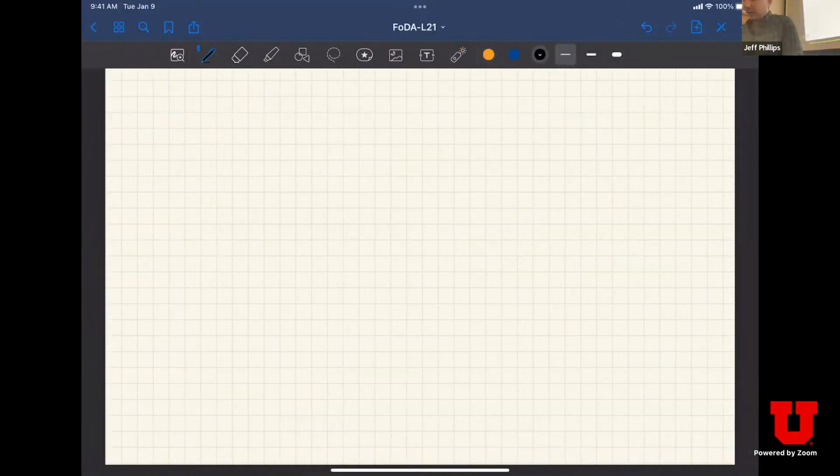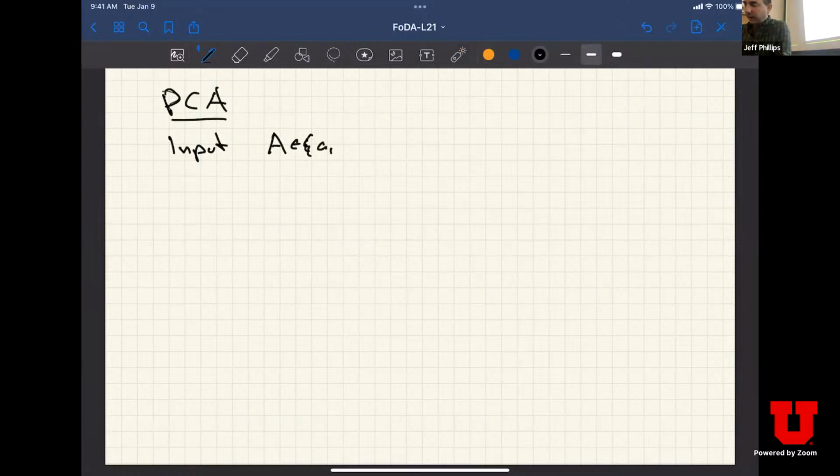Okay, so PCA. I'm going to write out a couple of different ways of doing this. One's kind of mimicking the geometric view of it, and then a linear algebra view, which is more compact. Okay, so the input is A, which is A1 up through AN in R^D.